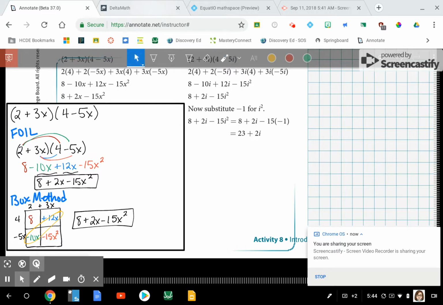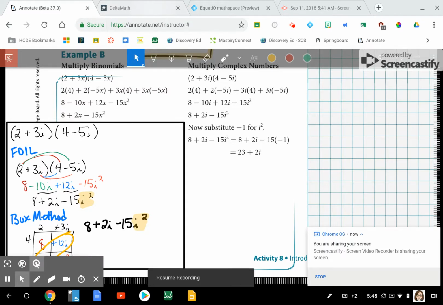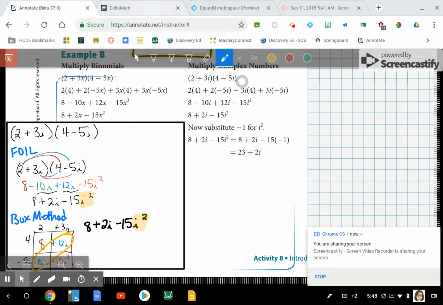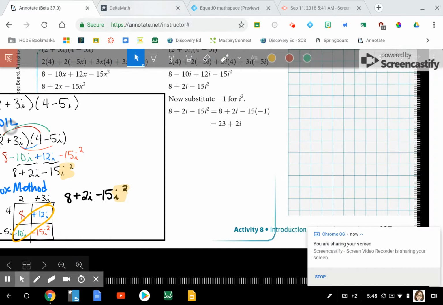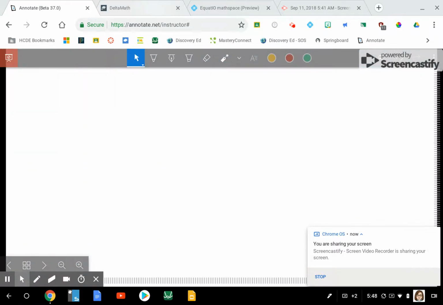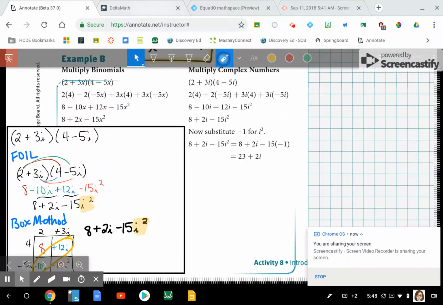So let's look at a problem with complex terms. With multiplying complex numbers, in this example, we have 2 plus 3i, 4 minus 5i. It's the exact same problem that we had over here with multiplying binomials. The only difference is instead of x, we now have i's. And remember, we treat i just like any other variable. So down here, we could do FOIL, or we could do the box method. Okay, so if we FOIL, doing first, outer, inner, last, we would get all of these terms.